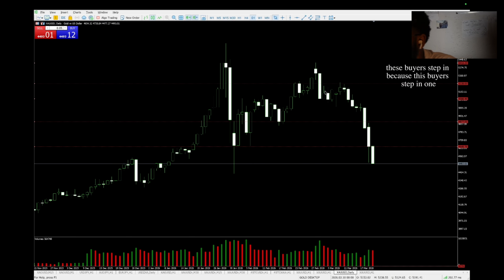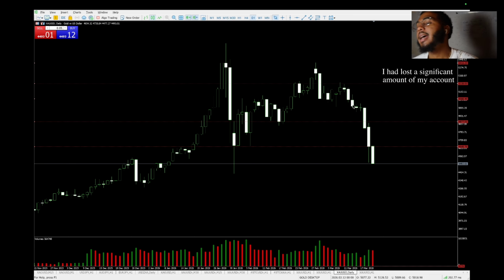Right? This buyer stepped in 1, 2, 3, 4, 5 times. You understand? This buyer stepped in, so I was expecting another move up. I got long here. Price cashed. I closed the position here. I was down heavily. I had lost a significant amount of my account.